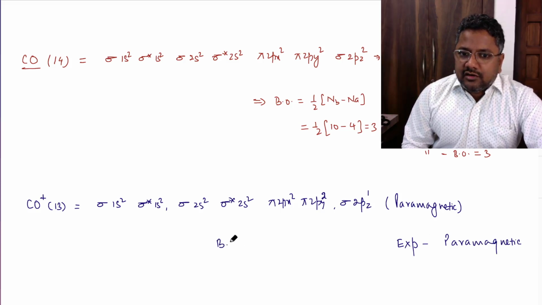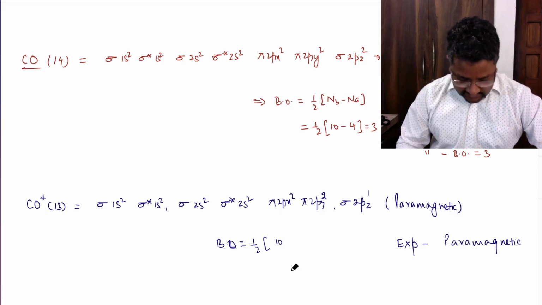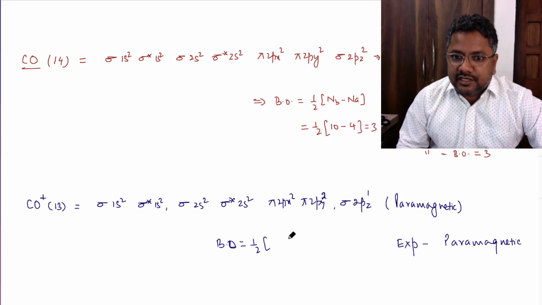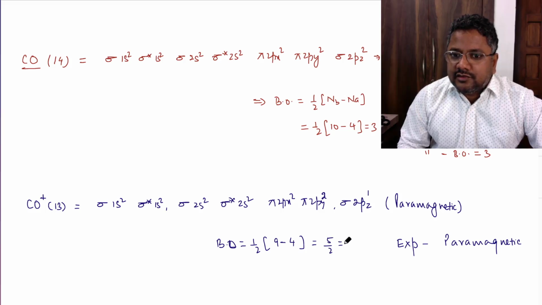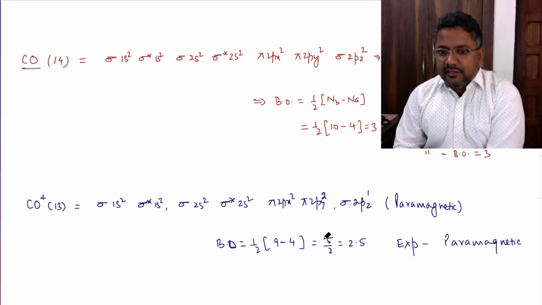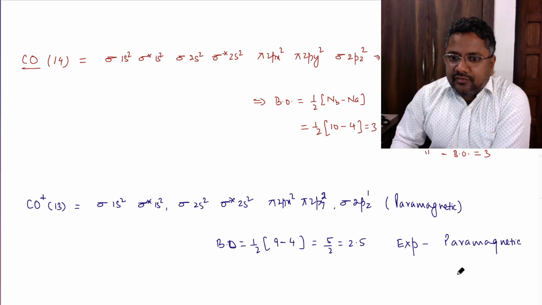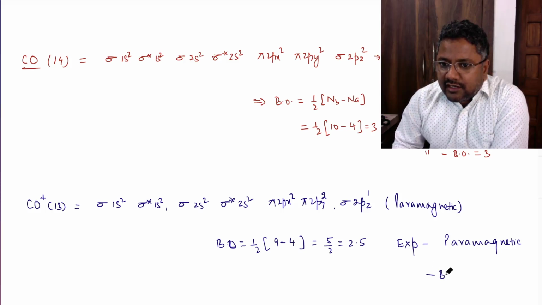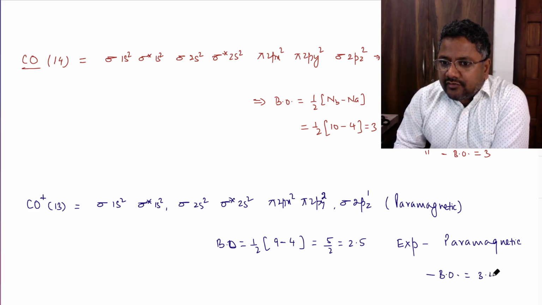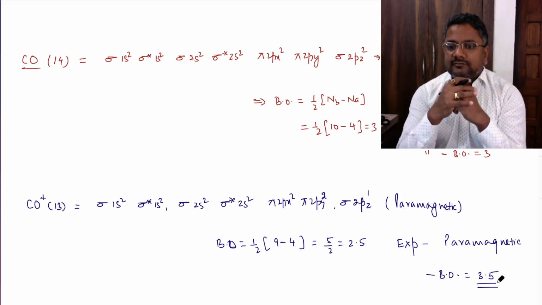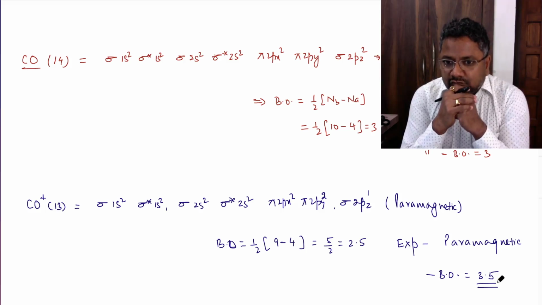And what is the bond order? Bond order is equal to 1 by 2, (not 10, now one is removed from bonding, so this is 9) minus 4, it is 5 by 2, which is equal to 2.5. So you are calculating a bond order of 2.5, and experimentally what we are getting is a bond order of 3.5. Now what can you do? How to explain?